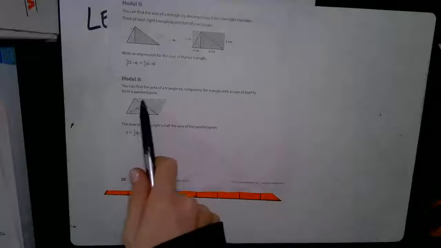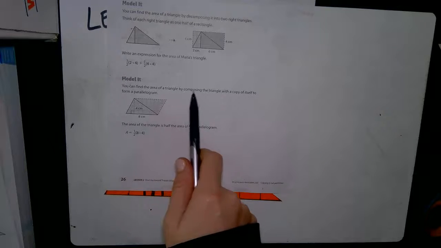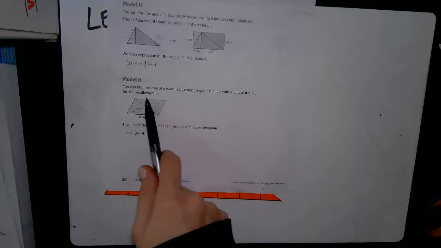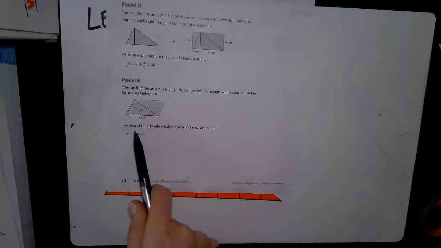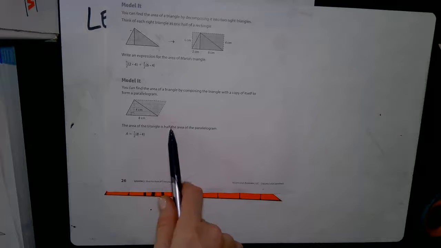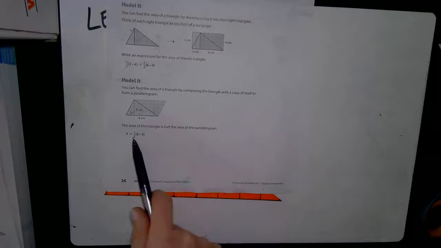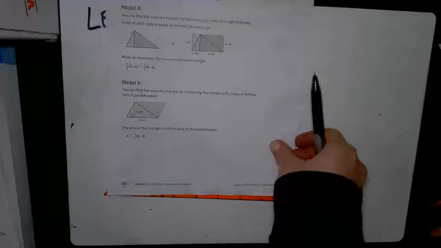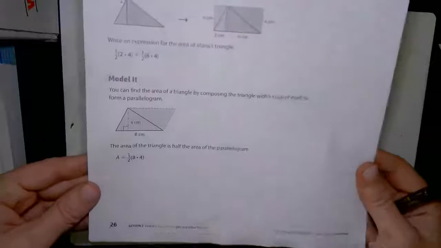It says, you can find the area of a triangle by composing the triangle with a copy of itself to form a parallelogram. The area of the triangle is half the area of the parallelogram, which is A equals 1/2 times 8 times 4. We're going to talk about this up close. But take a second to pause the video and read for yourself.